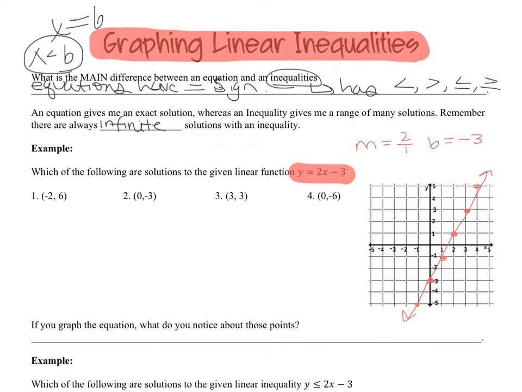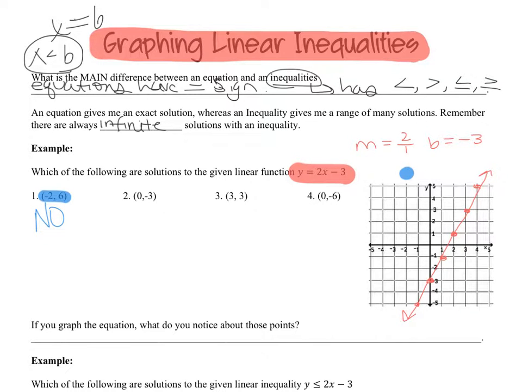Hopefully everybody's okay with that. So now I want to know which one of these ordered pairs is a solution. So I'm going to highlight this first one, -2, 6. And I'm going to go plot -2, 6 on my coordinate plane. It's like up here, right? Is this blue dot that I just plotted a solution to this line? No, because this blue dot is not on my line. So I would say no.